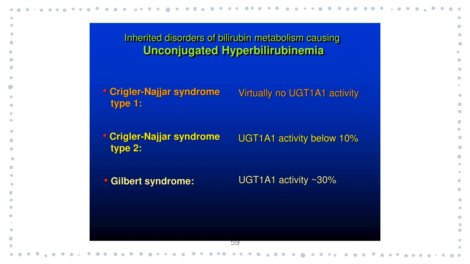Crigler-Najjar is a very serious disease in which you have two types, type 1 and type 2. In type 1, you have absolutely no glucuronide transferase enzyme activity, which is, of course, a very serious and major issue. In type 2, you have very low activity, below 10%. So this is also a very serious condition. In Gilbert syndrome, you have reduced activity, but the enzyme is still present and working well. So if the child is in a baseline, normal physiological state, Gilbert syndrome will not cause any symptoms in the baby.